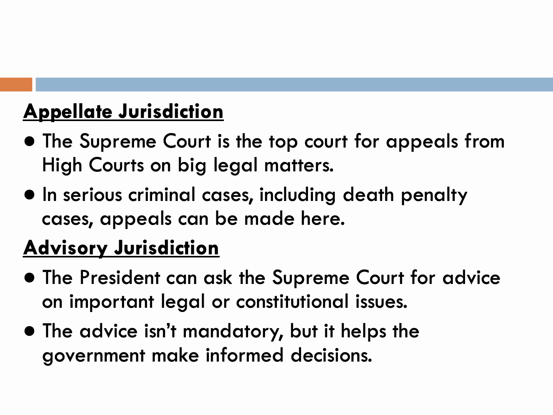Next, appellate jurisdiction. The Supreme Court is considered the highest court of appeal in India, and in serious criminal cases, including the death penalty cases, appeals can be made. Next, advisory jurisdiction. The President can ask the Supreme Court for advice on important legal or constitutional issues, and the advice isn't mandatory, but it helps the government make informed decisions.